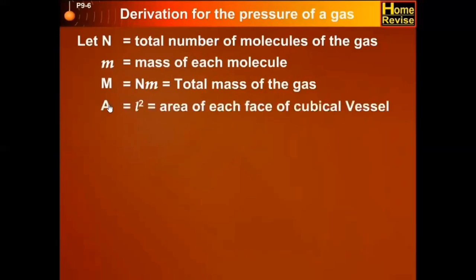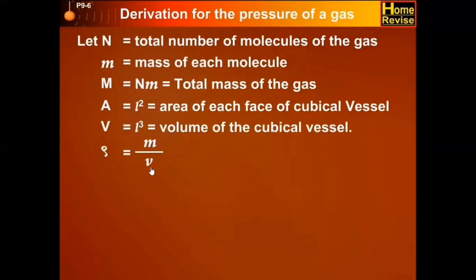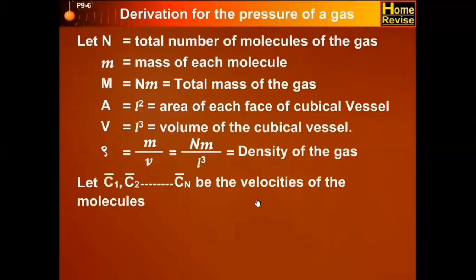We already discussed that area A is equal to L squared, and we also discussed that volume V is equal to L cubed, and this is a cubic vessel, so length, breadth, and height must be equal. And density rho is equal to m by V, we already know that, where m is the total mass, which is n times m. So n m by L cubed is the density. And let C1 bar, C2 bar, up to Cn bar be the velocities of the molecules.